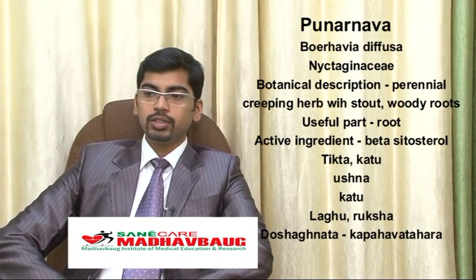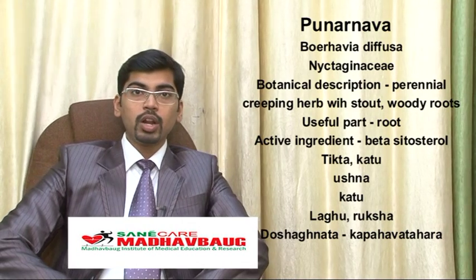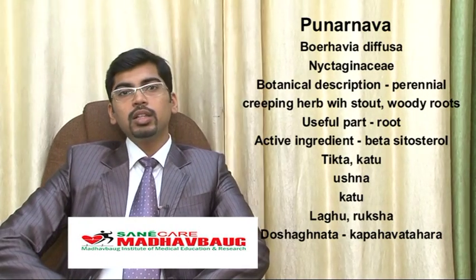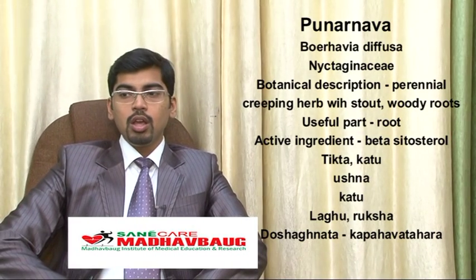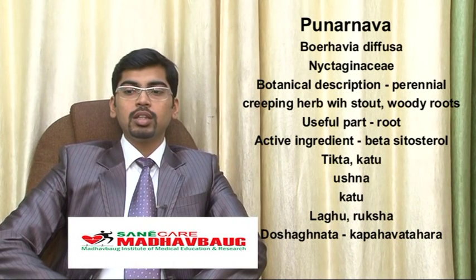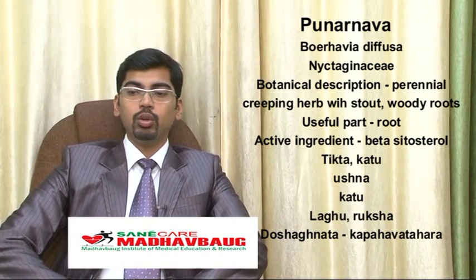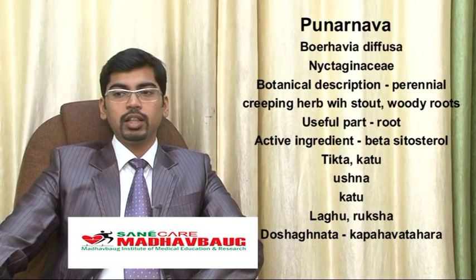Family is Nyctaginaceae. Botanical description is perennial creeping herb with stout and woody roots. Useful part is root or the moola. Active ingredient is beta-sitosterol. Rasa is tikta. Virya is ushna. Vipak is laghu and guna are again laghu and ruksha. Doshagnata of this drug is kapha, vata, shamak.